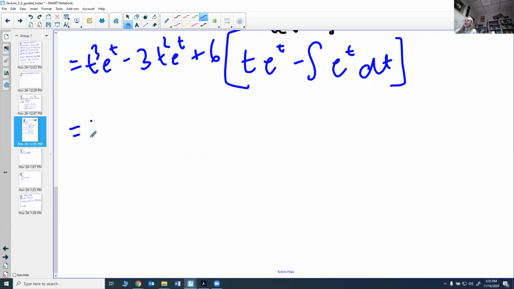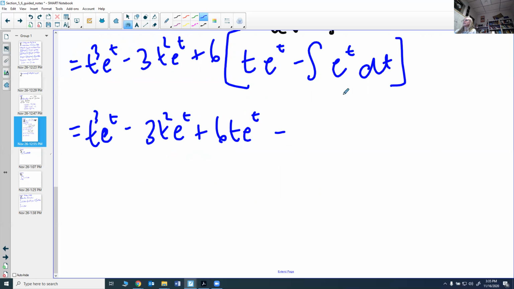So looking at this, I have t cubed e to the t minus 3t squared e to the t plus 6t e to the t minus 6 times the integral of e to the t, but the integral of e to the t is e to the t. So I have minus 6 e to the t. And then since I'm now done taking all my integrals, I have my plus c.